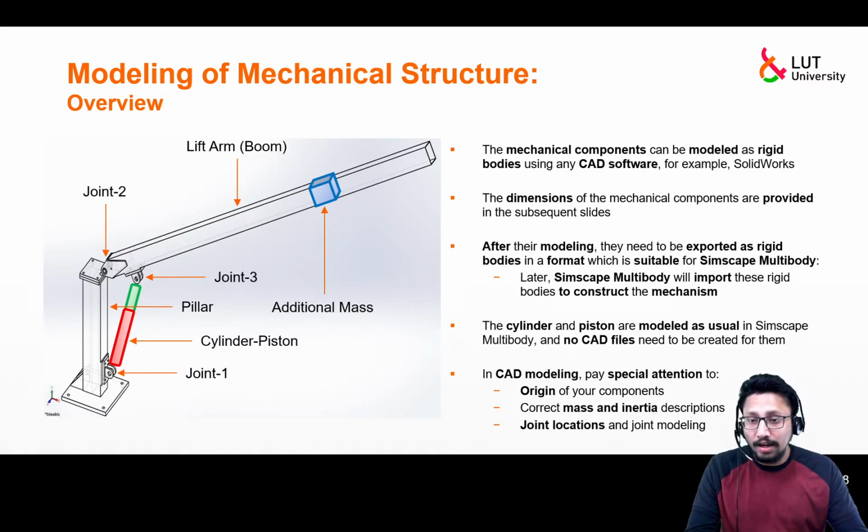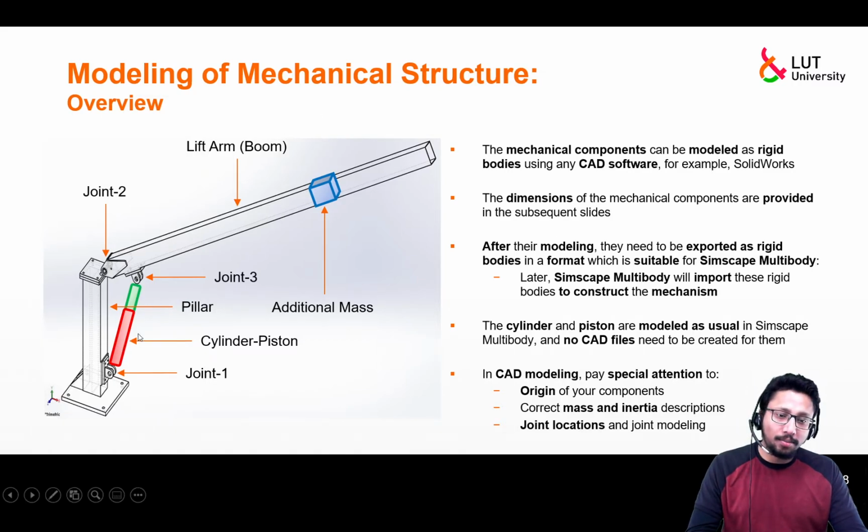Then at this point of time, you see there is a cylinder and the piston here, this red and the green block. Do not model any CAD component for this cylinder and piston. Reason being, at the end of the day it's just a cylindrical body, and those geometries are already available in Simscape Multibody, right? So you don't need to model that in any CAD software. What you need to model is this pillar, this lift arm, and at the end there will be an additional mass which will be attached to this lift arm.